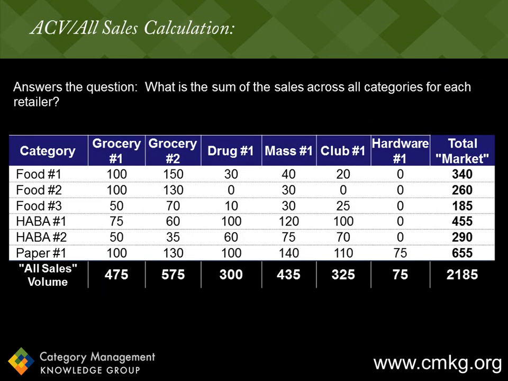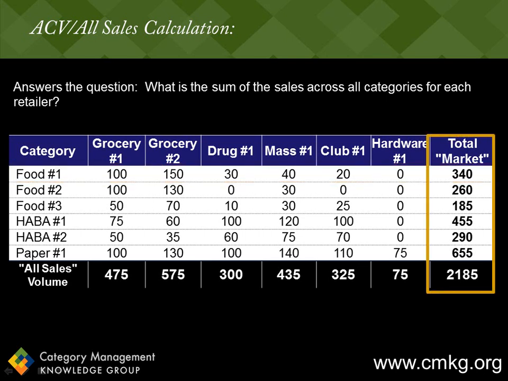We're going to start with the all sales calculation. Here's a table that shows all of the categories sold in the universe down the left-hand side. And here's my universe. It's all of the retailers in the total market across the top. You can see the volume that each retailer sold for each category. For example, grocery number 1 sold $100 in food number 1 category. Grocery number 2 sold $150, and so on.